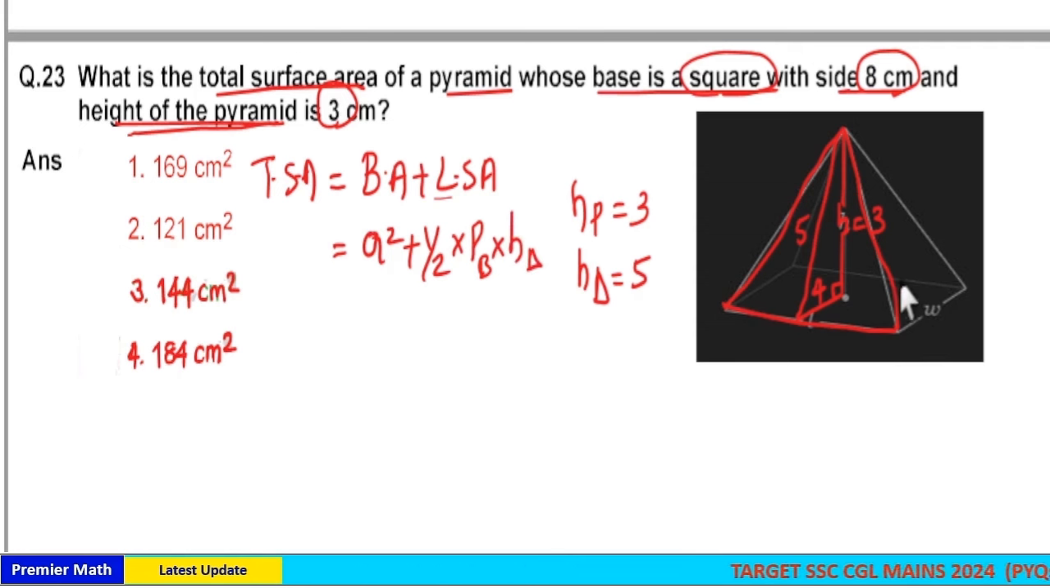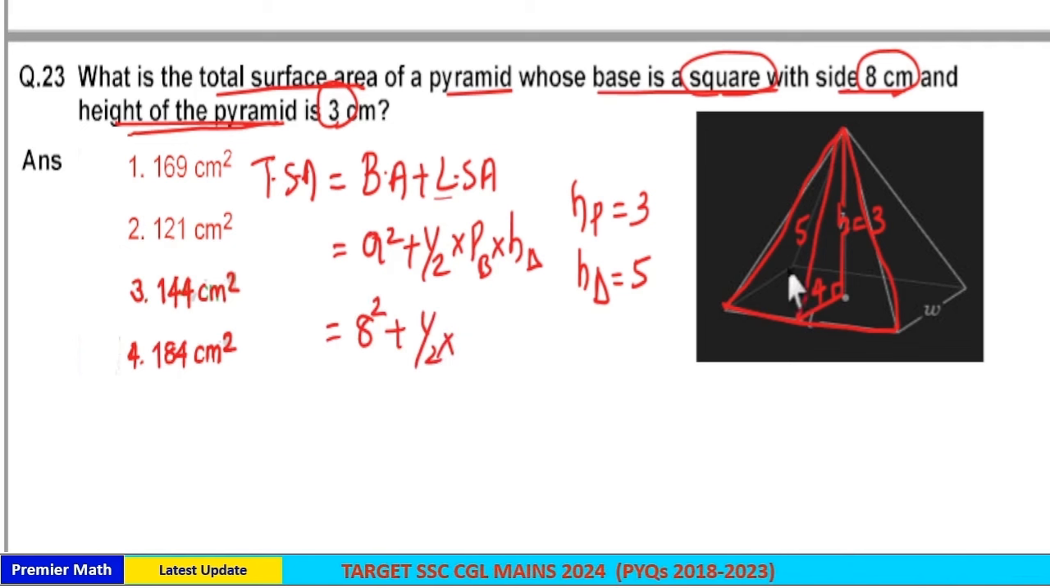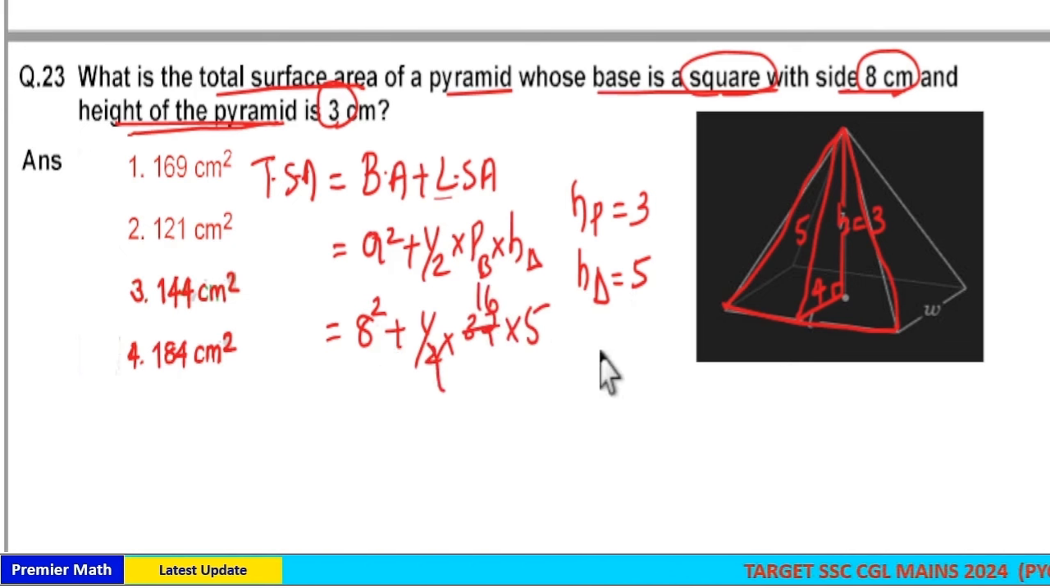Half of perimeter of base into height of triangle is the lateral surface area. Now this is equal to 8 square plus half into perimeter of base, meaning 8 into 4 is 32, into height of triangle, which is 5. Now 2 goes 16 times in 32. 16 into 5 is 80. 80 plus 8 square is equal to 80 plus 64, 144. So option 3 is your answer.